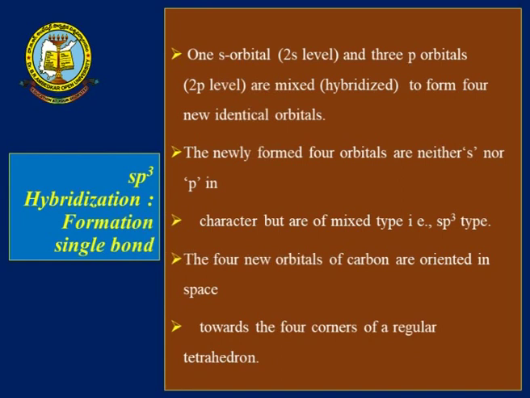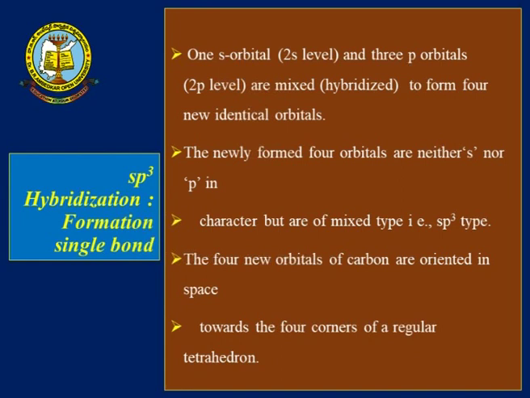4 new identical orbitals. The newly formed 4 orbitals are neither called S or P. They don't have the characteristics of S or P, but every orbital must be identified as sp3 only. Every orbital must be referred to as sp3 type.